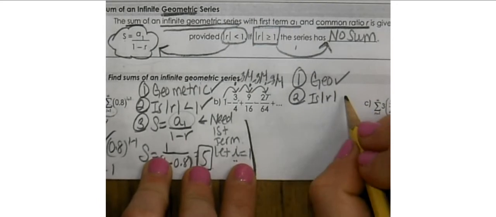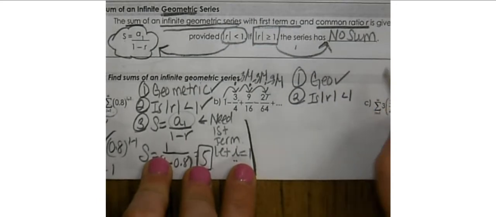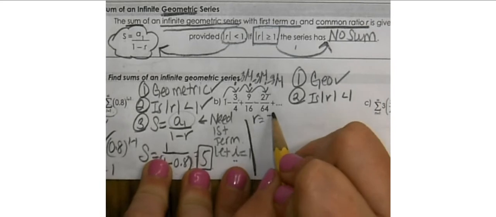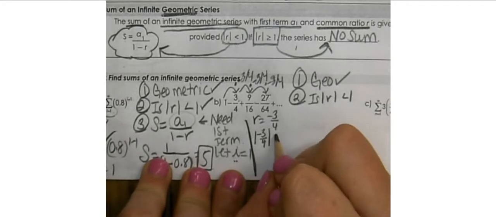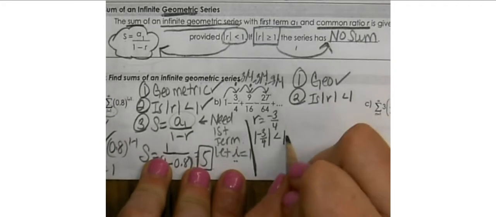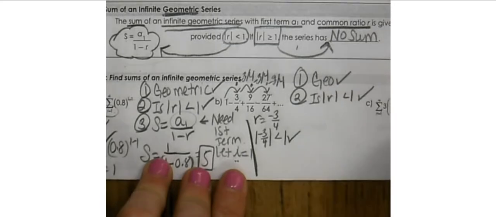The next thing we need to do is ask ourselves, is the absolute value of r less than 1? Well, my r value in this case is negative 3/4. The absolute value of negative 3/4 is positive 3/4, and positive 3/4 is indeed less than 1. So that means, yes, this does have a sum. This series has a sum.